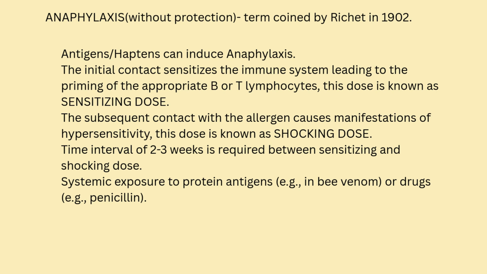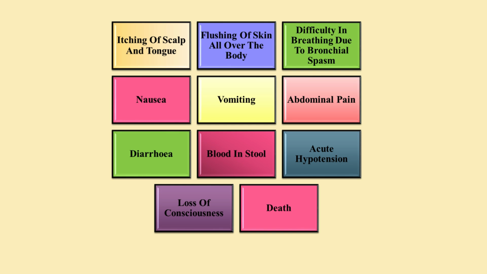All right, so the time interval between this sensitizing and shocking dose should be somewhere around 2 to 3 weeks. For example, penicillin allergy or bee venom can also cause such allergic reactions. Now, in this anaphylactic reaction there can be itching of the scalp and tongue, flushing of skin all over the body, and difficulty in breathing due to bronchial spasm. I told you smooth muscle spasm occurs, right?